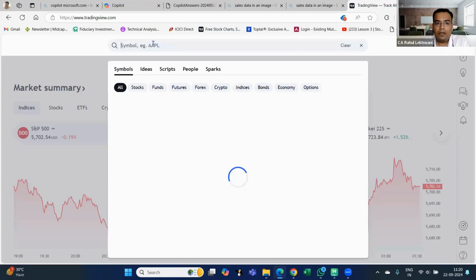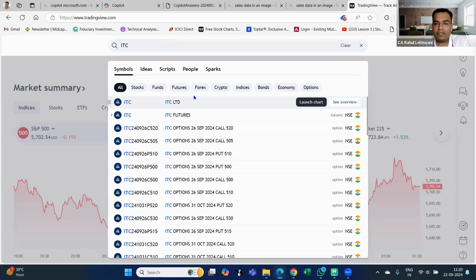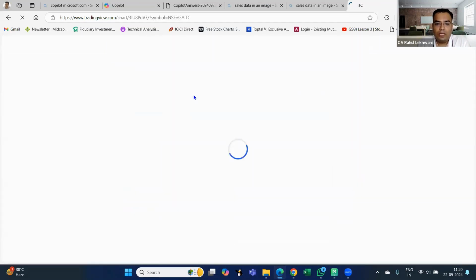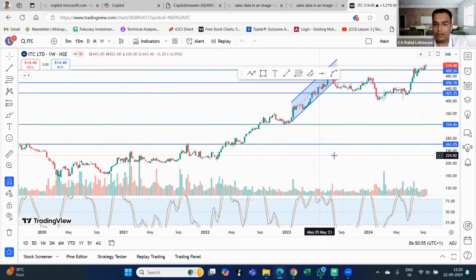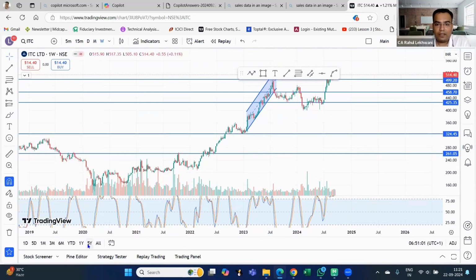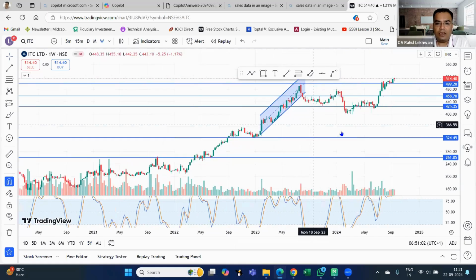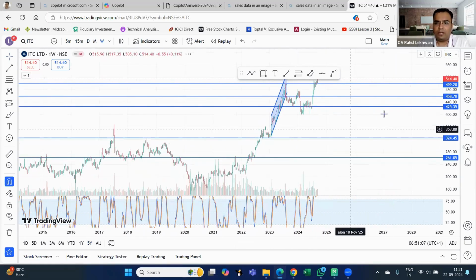So for example, let me just put ITC. Okay, ITC is a listed company. Let me just put that, and I'll get the chart of ITC, right? This is a chart of ITC. Now I'll just put this chart for 5 years. So this is the 5 years chart which I have for this company.